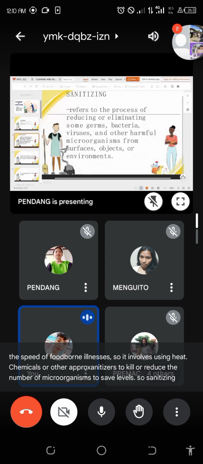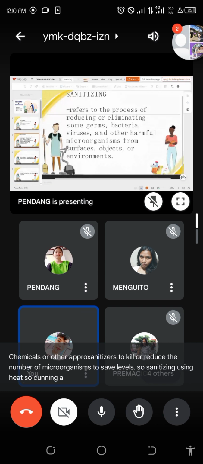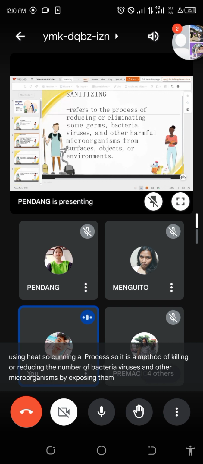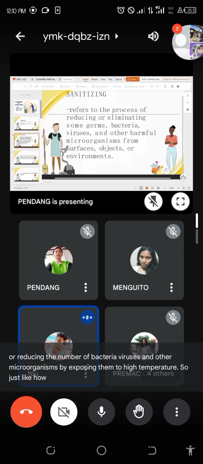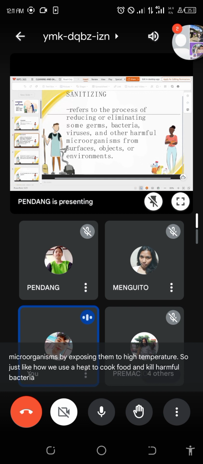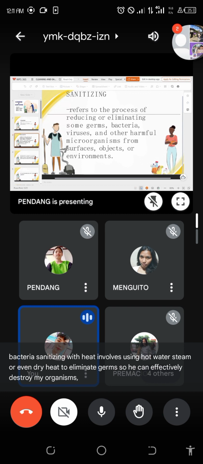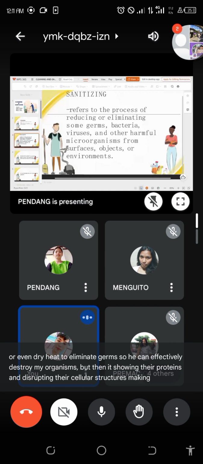So, sanitizing using heat is a method of killing or reducing the number of bacteria, viruses, and other microorganisms by exposing them to high temperatures. Just like how we use heat to cook food and kill harmful bacteria, sanitizing with heat involves using hot water, steam, or even dry heat to eliminate germs. Heat can effectively destroy microorganisms by denaturing their proteins and disrupting their cellular structures, making them unable to survive.